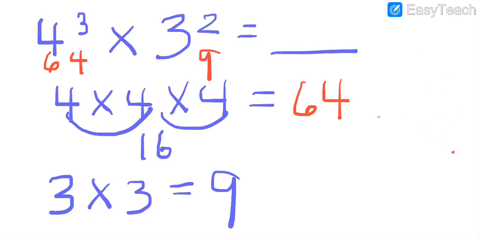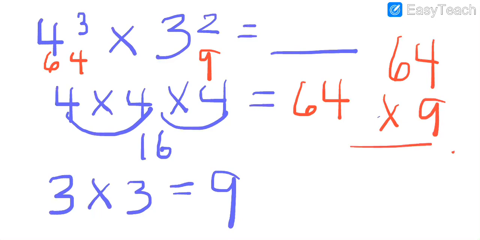Okay, and now our last step is to take those two numbers and we are going to multiply them together. So we're going to multiply 64 times 9. Now that is not a problem I know off the top of my head, so I'm going to have to use multiplication to figure it out. We're going to do traditional, but if you want to do the lattice, go ahead and feel free to set up a lattice now. Pause the video and do that.